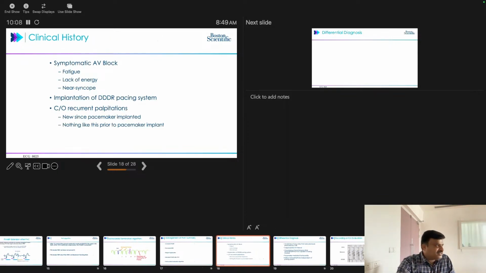So if you allow me, sir, I will take you through one example. So there is a patient. This is one of the examples of a Boston Scientific pacemaker. Symptomatic AV block. The patient had fatigue, lack of energy, and was near syncope.